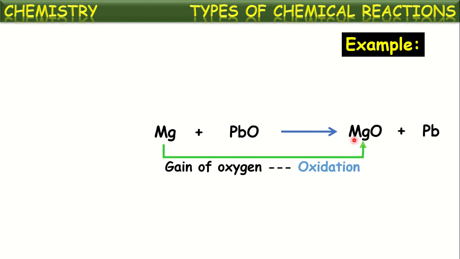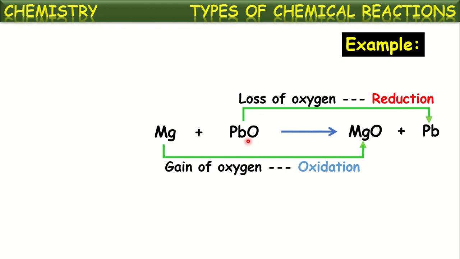If we see in terms of lead oxide, initially lead is with certain oxygens, but after the reaction it lost its oxygens. So we know the loss of oxygens is called reduction. Now we can say lead oxide is reduced to lead. Magnesium is oxidized to magnesium oxide. Lead oxide is reduced to lead by the loss of oxygens. So the same reaction in terms of reducing and oxidizing agents also we can say.